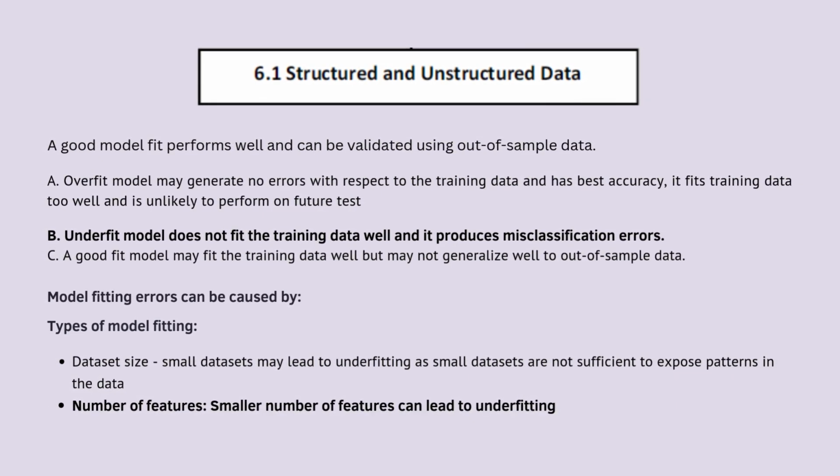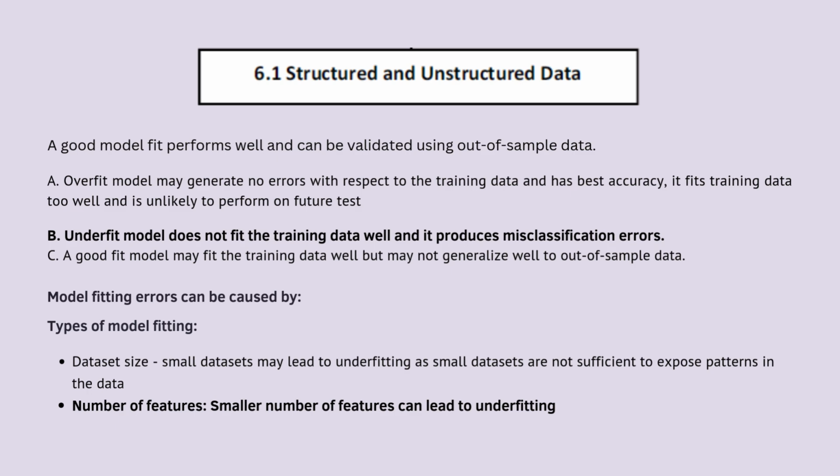Types of model fitting. A. An overfit model may generate no errors with respect to the training data and has the best accuracy. It fits training data too well and is unlikely to perform on future test cases. B. An underfit model does not fit the training data well and it produces misclassification errors. C. A good fit model may fit the training data well but may not generalize well to out-of-sample data.